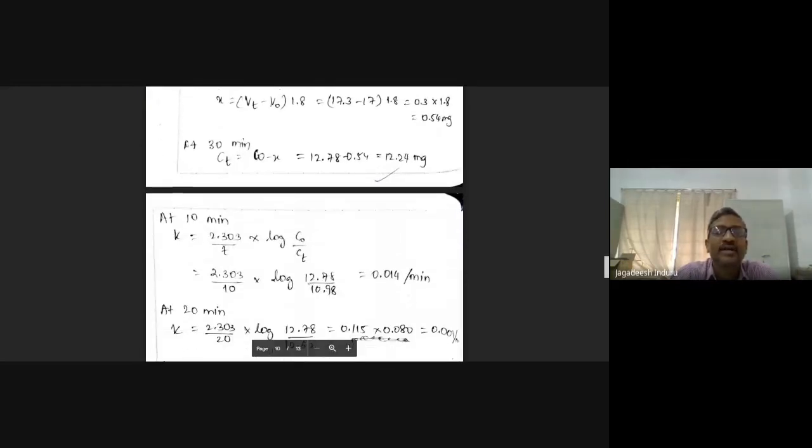Okay. Now you need to calculate the K. K at 10 minutes, you are going to use this formula: 2.302 by T into log C0 by Ct. So 2.303 by T, where the first point is 10 minutes. So log C0 is 12.78 and Ct is 10.98. You are going to get K as 0.014 per minute.